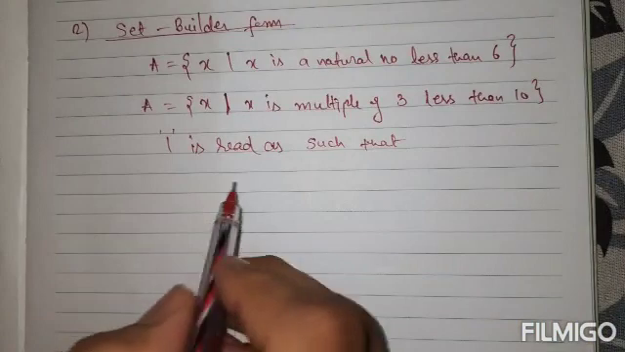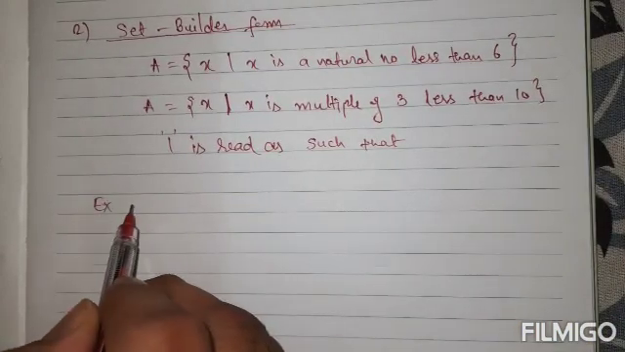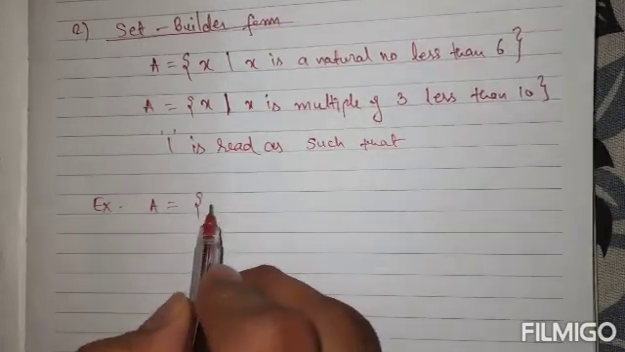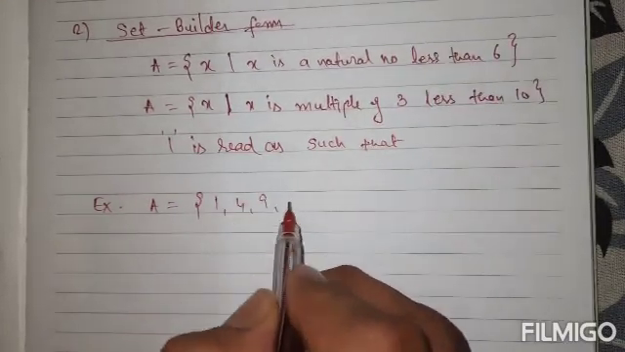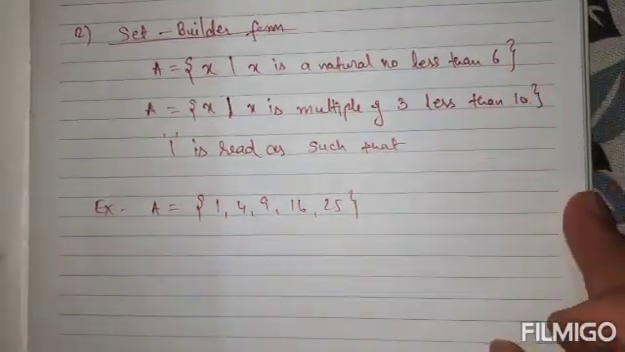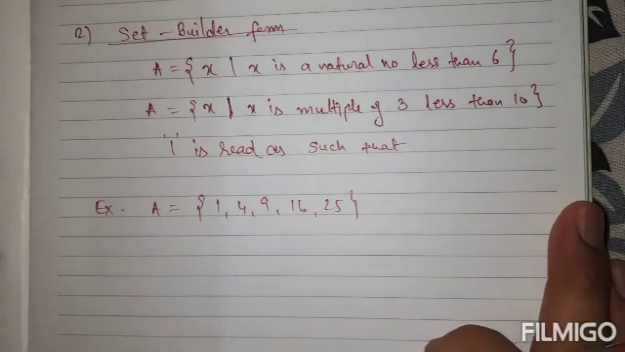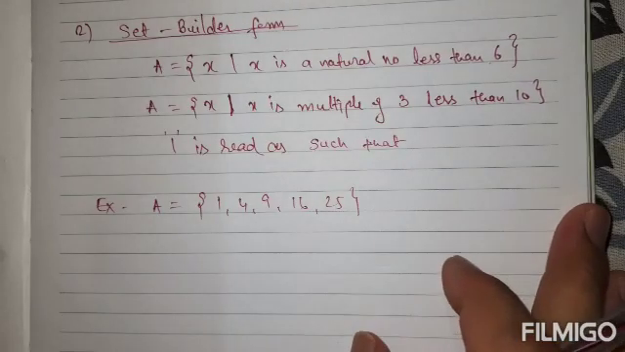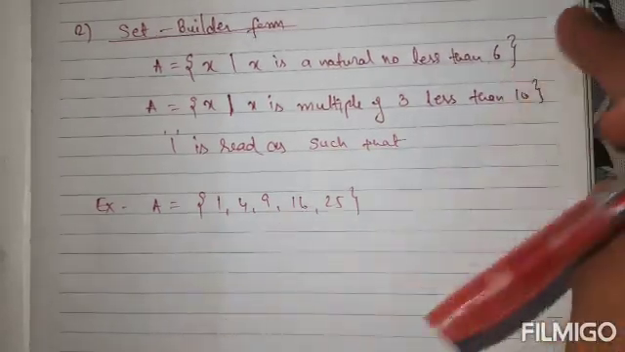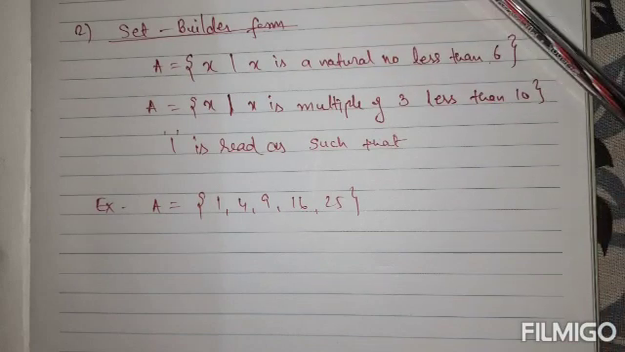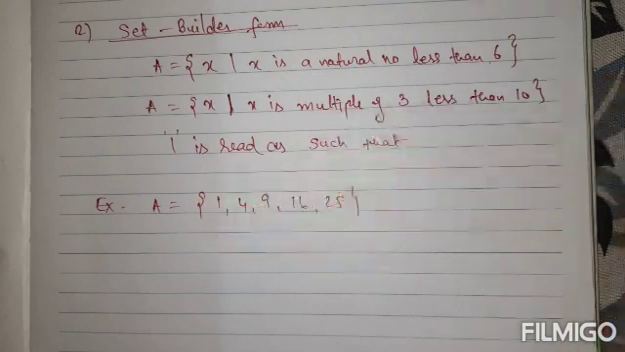As for example, if a set is written in roster form, like if we write 1, 4, 9, 16 and 25, this is a set in roster form. If I ask you to write it in set builder form, then in this case, first of all we have to identify what kind of elements are there, which pattern they follow. If they are identified, then simply write the statement representing these elements.